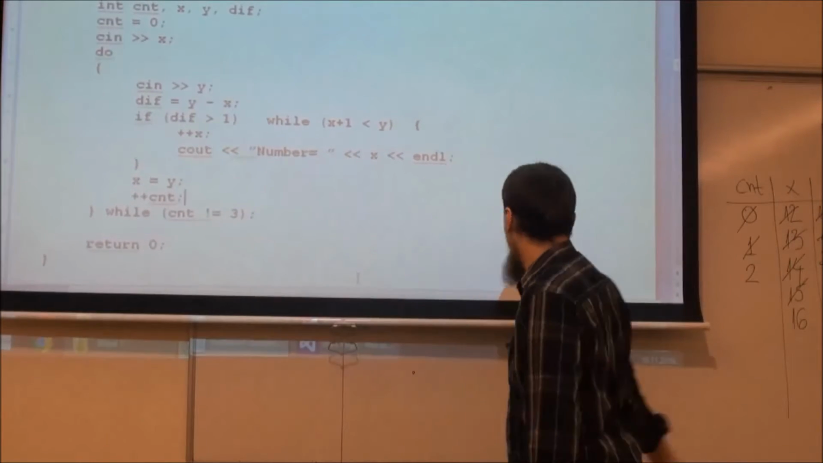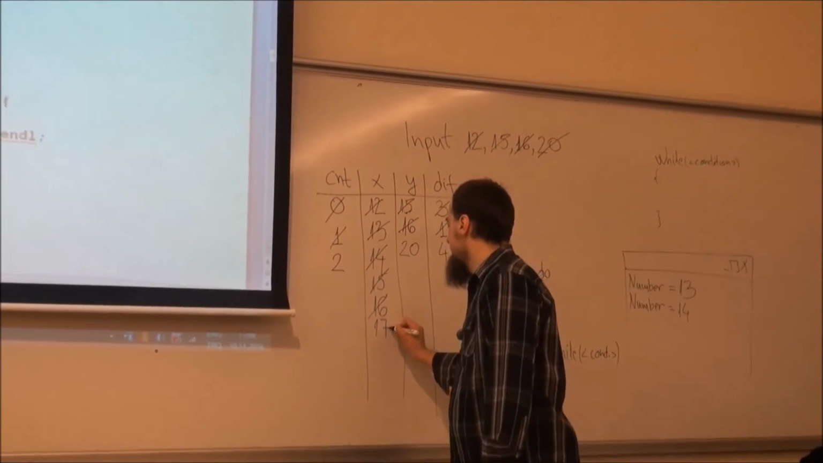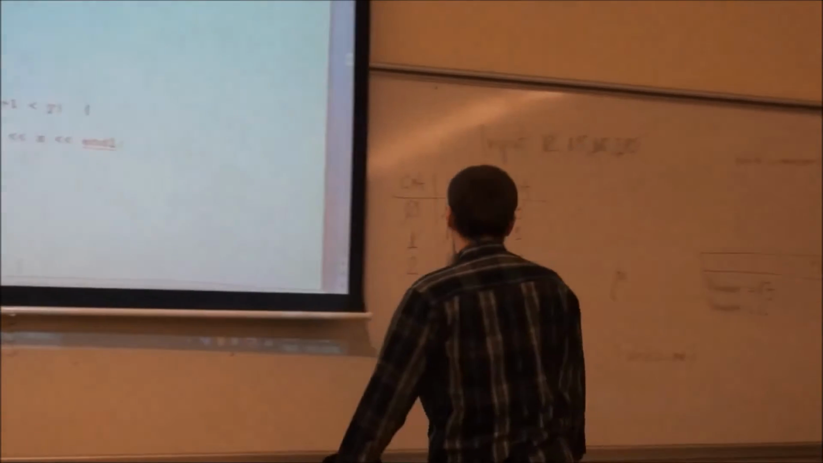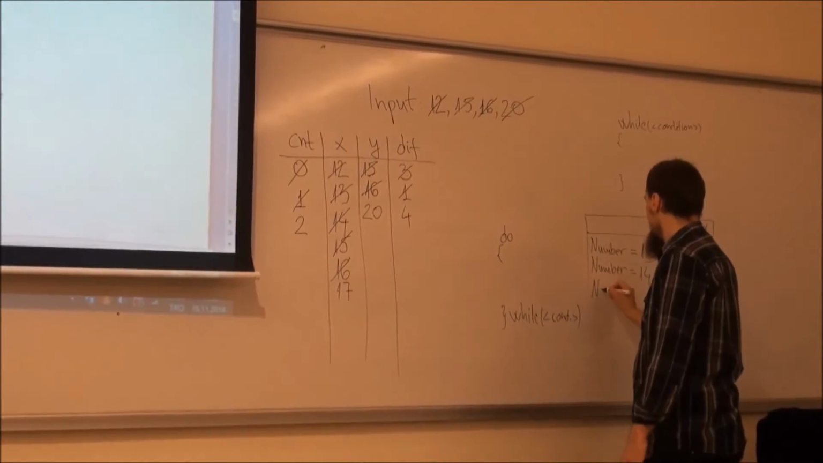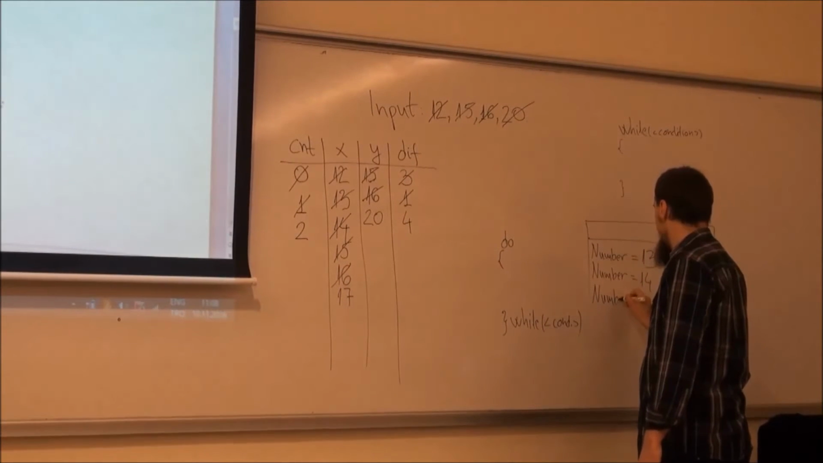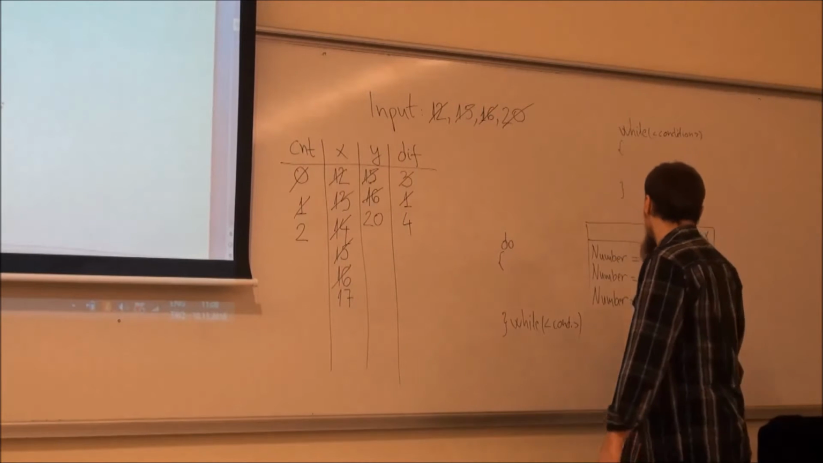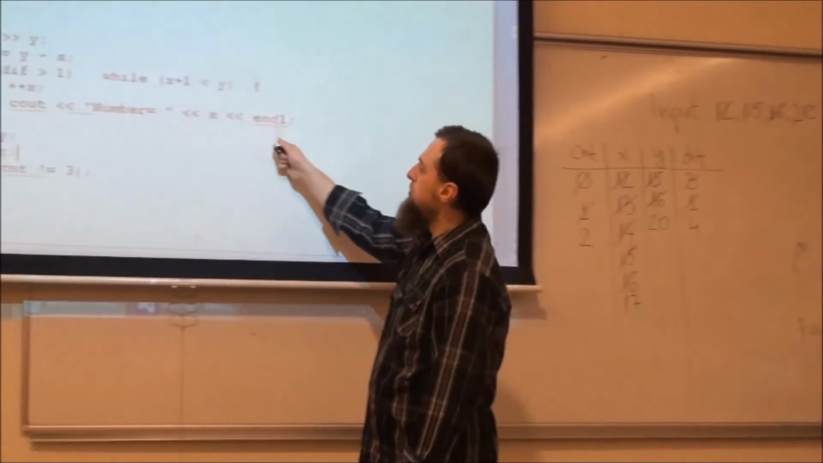We increment x by 1. So x is now going to be 17. And we print this at the console. So number is equal to... What's the value of x now? 17. We go to a new line.